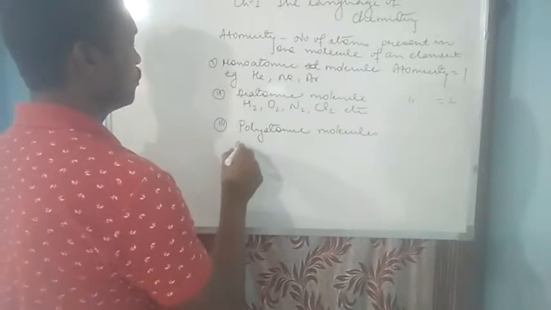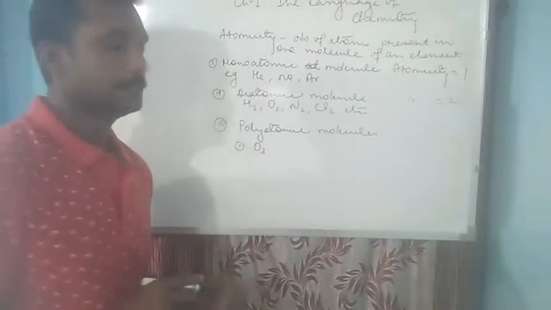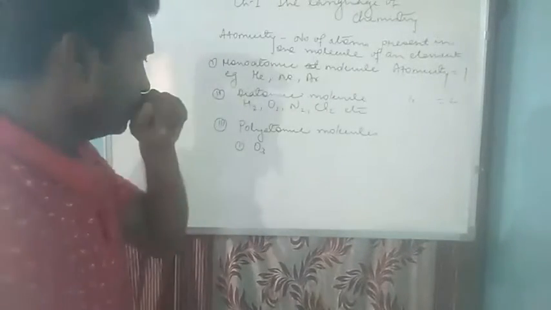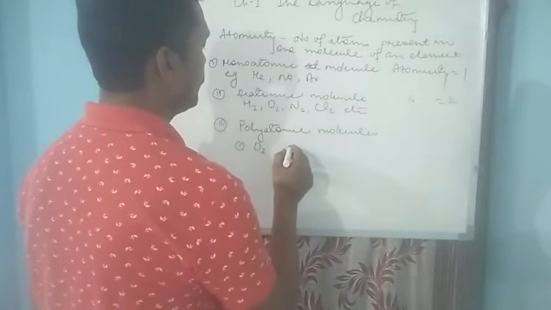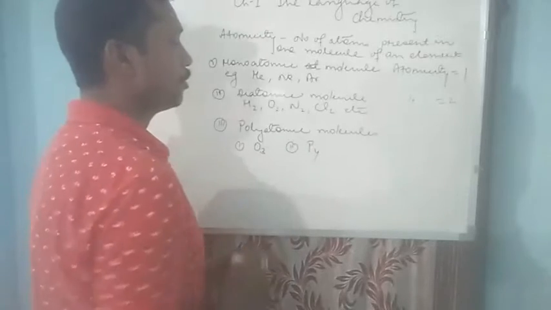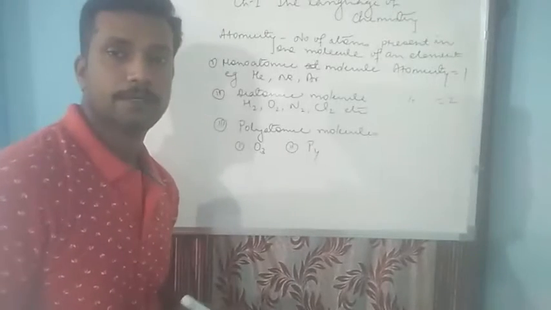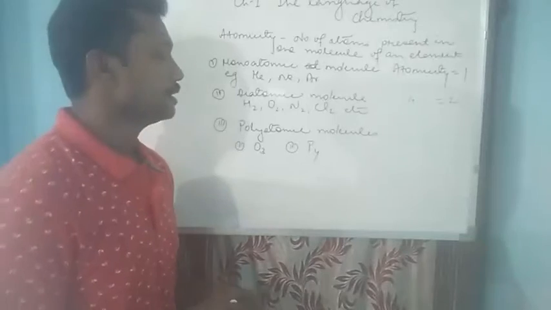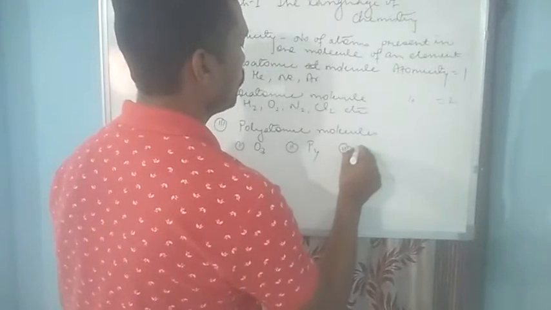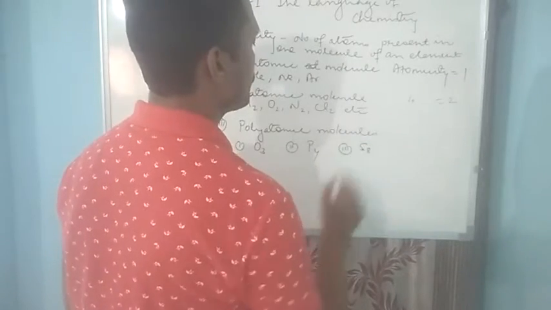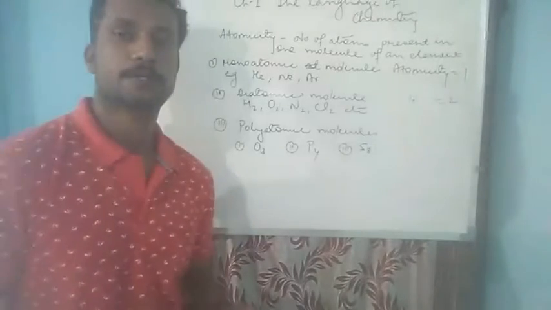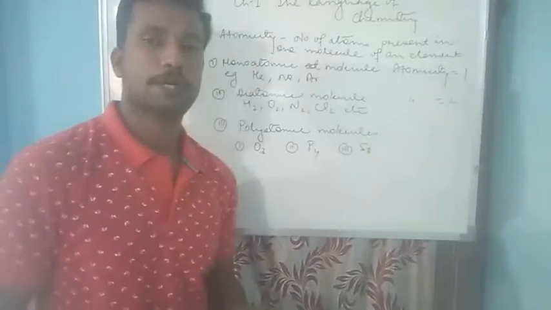For example, O3 is a triatomic molecule with 3 atoms. It is called ozone. Then we have P4, phosphorus molecule. It is a tetraatomic molecule. You can see 4 atoms are there, so its atomicity is 4. Then we have octatomic, like S8. It consists of 8 atoms, so it is called an octatomic molecule.